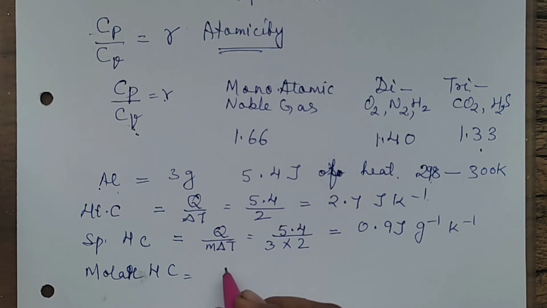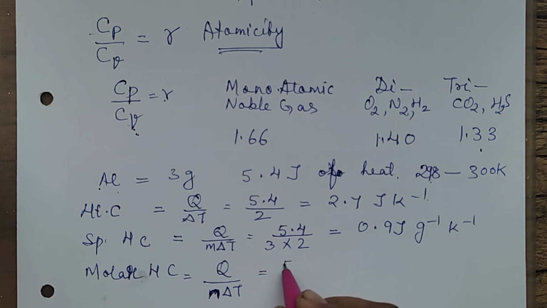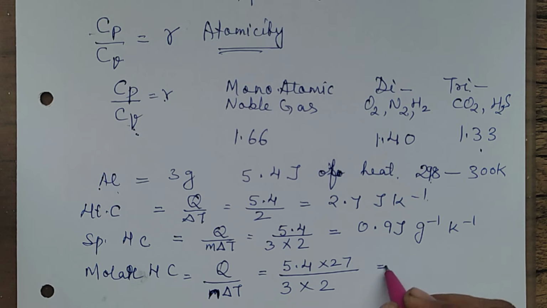This one, molar heat capacity, is Q by number of moles, n delta T. So for 3 grams, we'll find out the number of moles. Heat required is 5.4. For number of moles, given weight 3 gram by molecular weight, the atomic weight of aluminium. That goes in the numerator, into 2, the temperature difference. So you will solve this, 24.3 joule per mole per Kelvin. I hope this part is clear now.